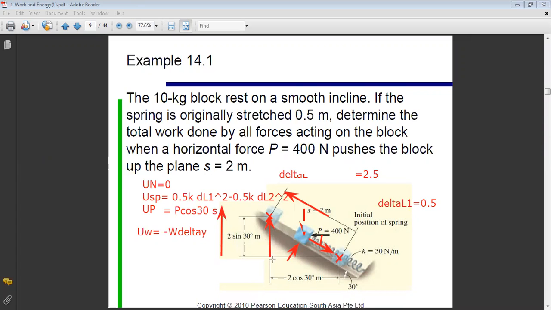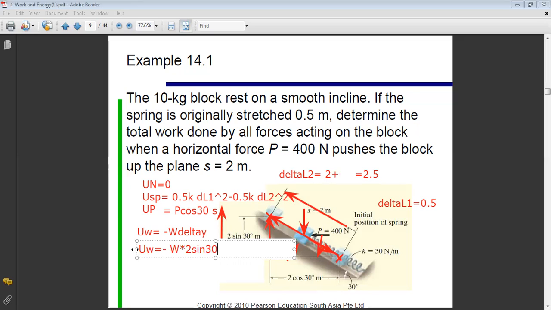And the value of the vertical displacement of the block can be computed by doing the displacement s, because s is 2, and this angle is 30, so this displacement will be 2 sine 30. So I can directly say here that the work of the weight is minus W times delta y, which is 2 sine 30.